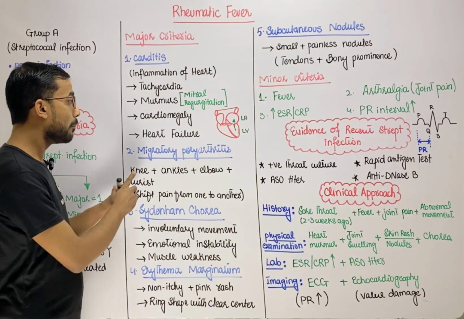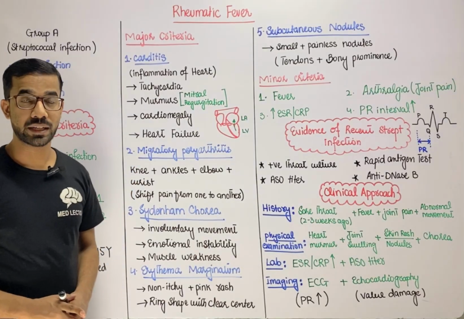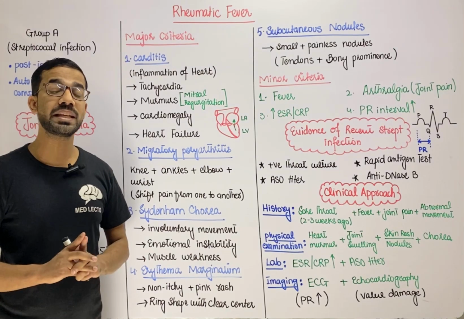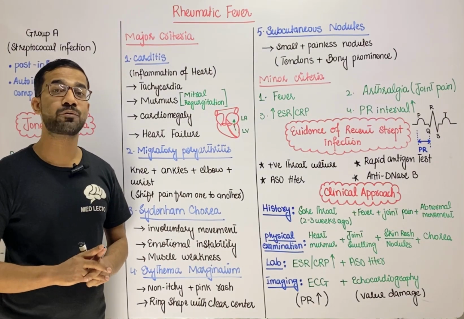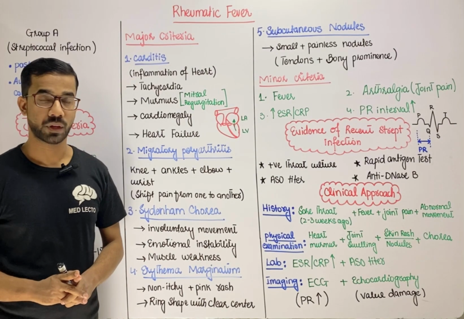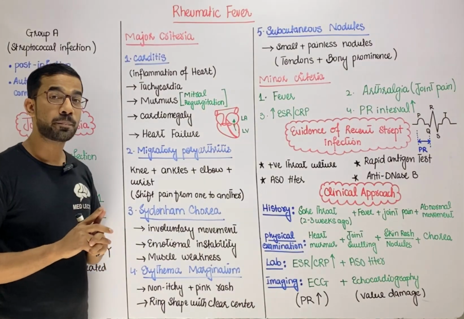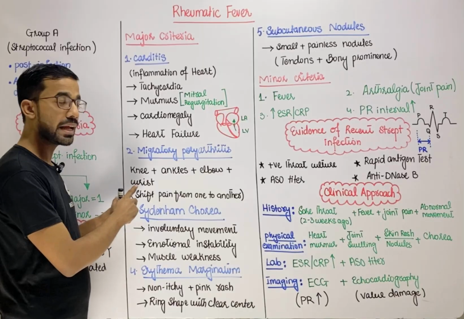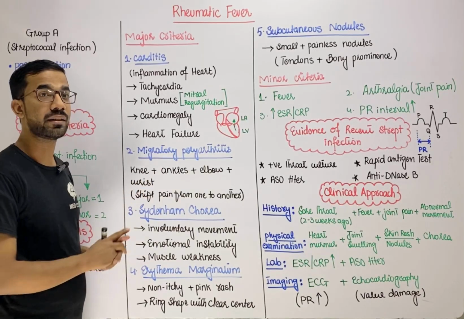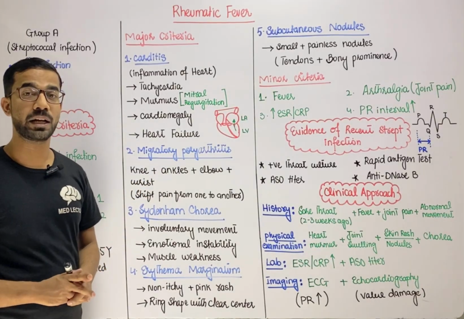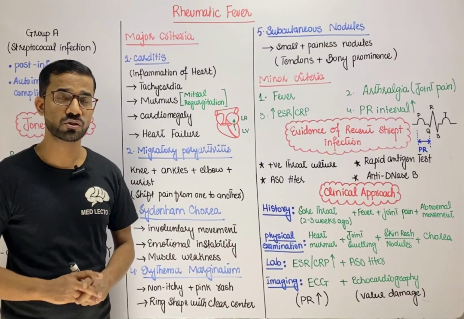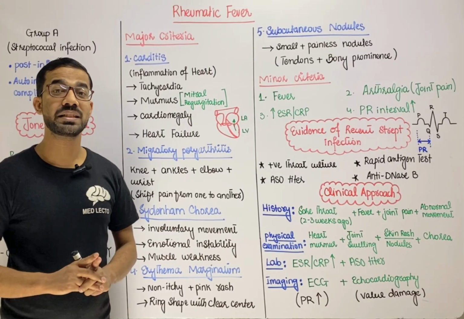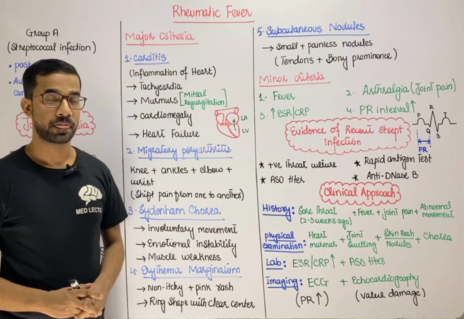Second thing, migratory polyarthritis, in which you will see joint pain and swelling. But this joint pain can migrate from one joint to another. So what important joints will be affected by this? This will be the knee, ankles, elbow, and the wrist, and this pain can migrate between these joints. So that is migratory polyarthritis. That is the second major criterion.